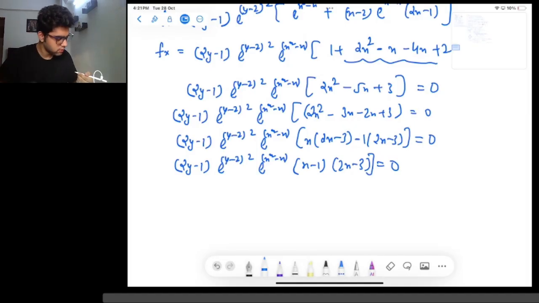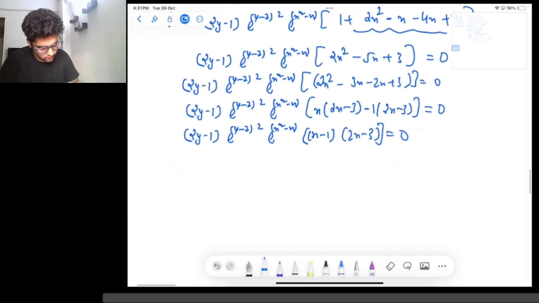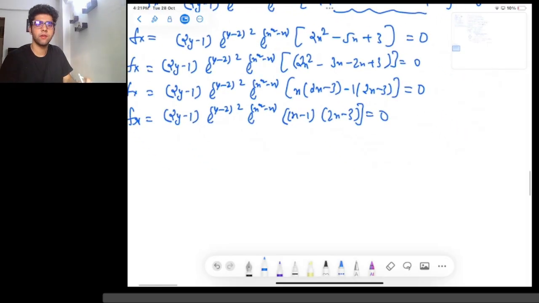So what I have is basically this, and I put just one more bracket here. So this is equal to fx, the partial derivative with respect to x.